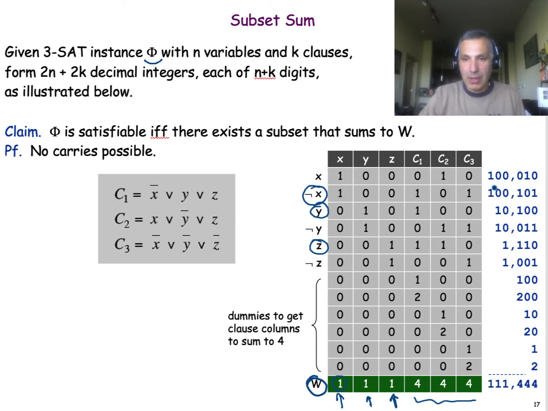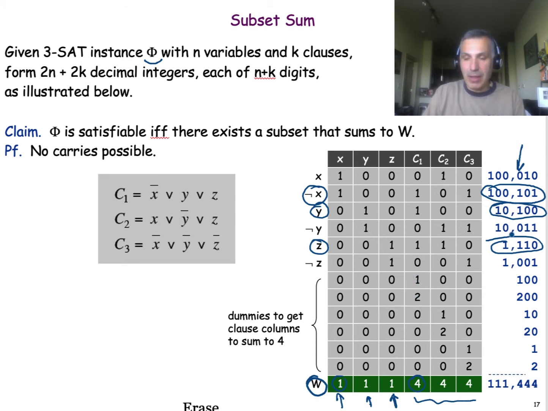In other words, one of these three numbers is actually selected. And so looking at the digit that corresponds to C1, which is this digit right here, if we end up selecting all of these three literals, if all of them are true, then we will have 1 plus 1 plus 1, 3. We can make sure that the sum is 4 by selecting this one digit, which is a single one. In that case, we have 1 plus 1 plus 1 plus 1 is 4.